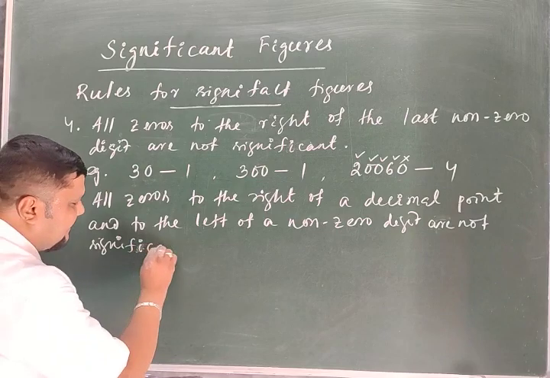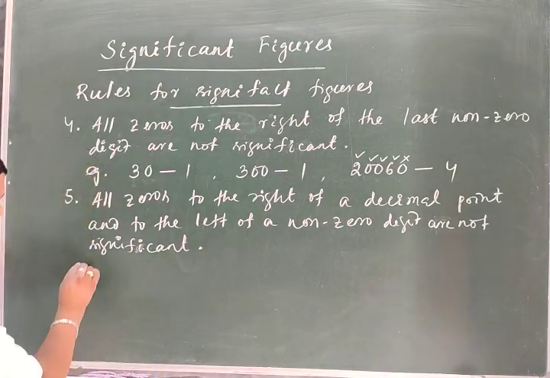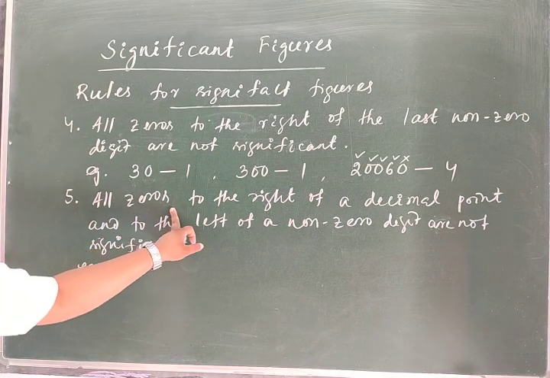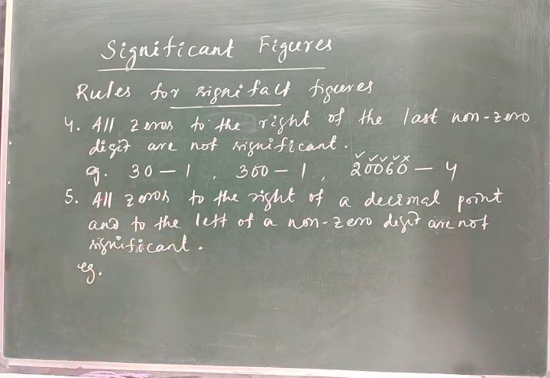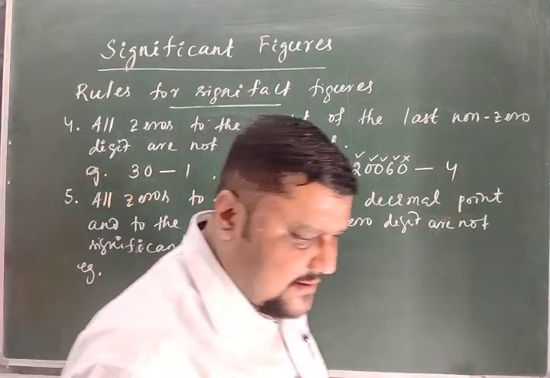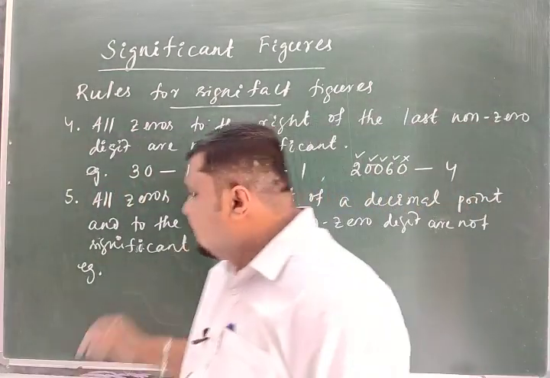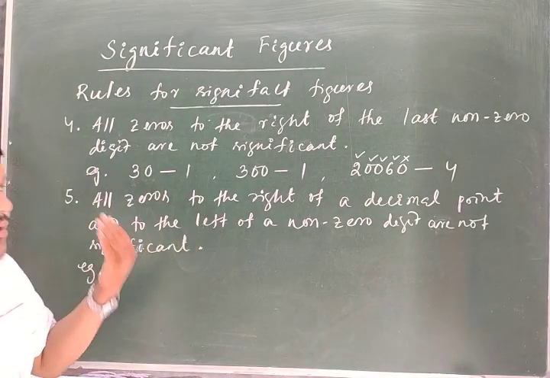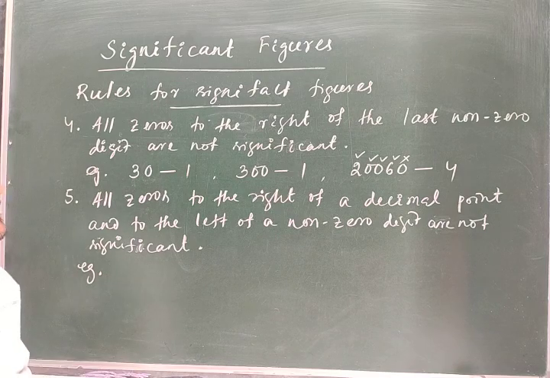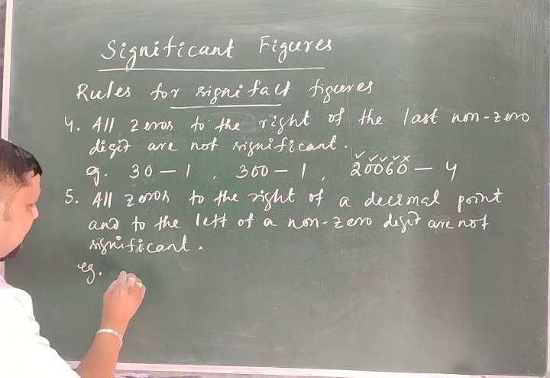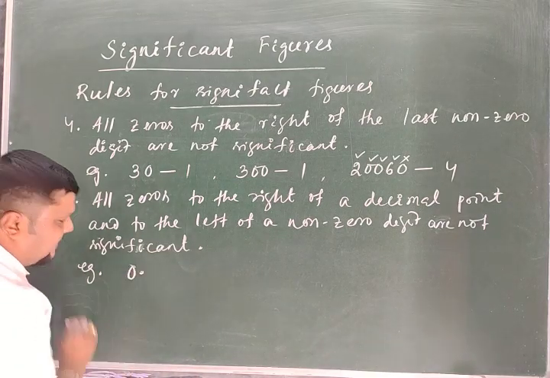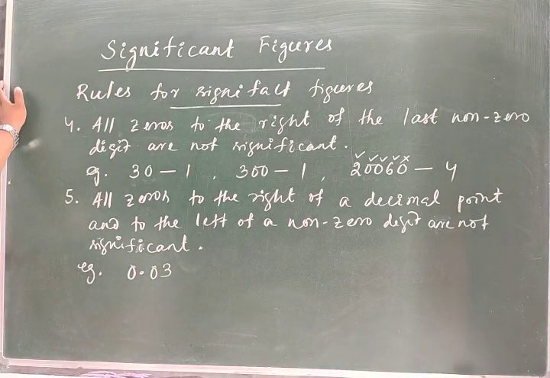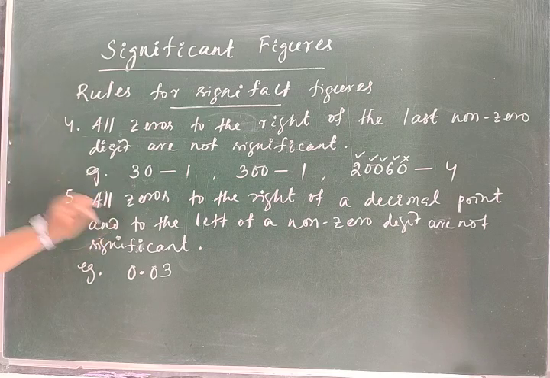Not significant. Now go for this example. All zeros to the right of a decimal point means the number has a decimal point, and the zeros to the right of a decimal point and to the left of a non-zero digit are not significant. For example, if you take 0.03, now you understand this rule.